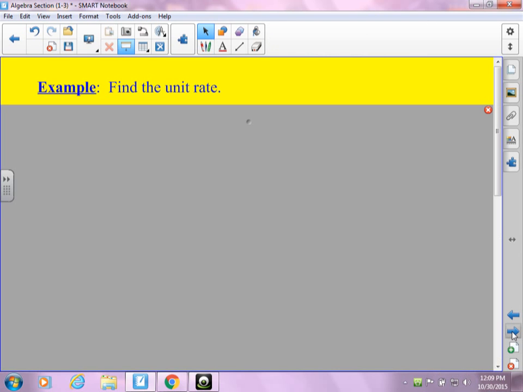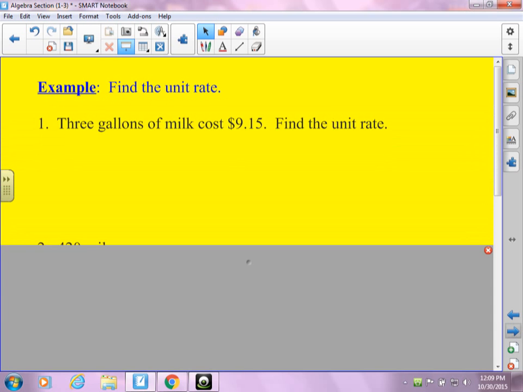We're going to find the unit rate. Unit rate students get really scared about. It's not so bad. I've got 3 gallons of milk that costs $9.15, and I need to write the unit rate. A question you could ask yourself is, is it gallons per dollar or dollars per gallon? Okay, it's usually dollars per gallon.